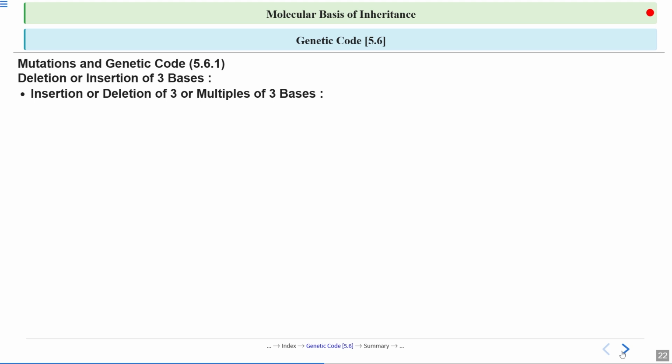Let's see now. What if we delete or insert three or multiples of three bases? What does this mutation lead to? Now what will happen here? It is not like that.